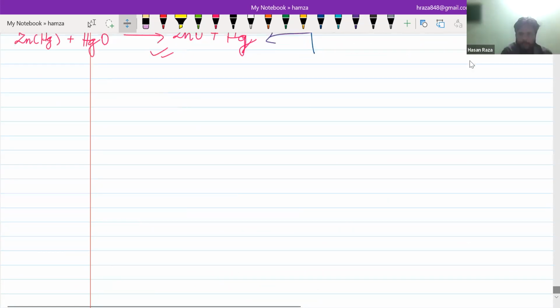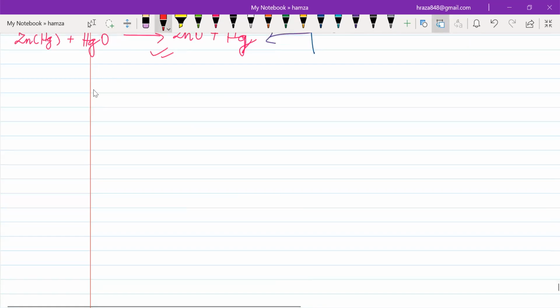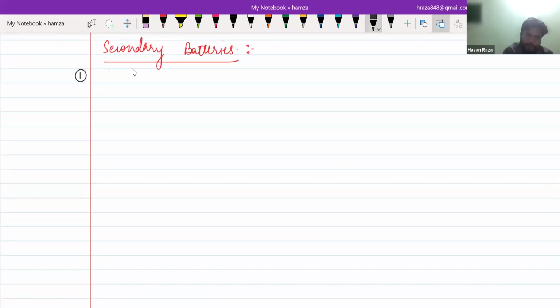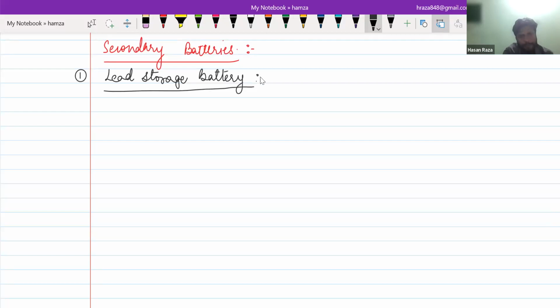Now see, we are going to take secondary batteries. So in secondary batteries, there is the lead storage battery first. So I'm going to draw a diagram for the lead storage battery.